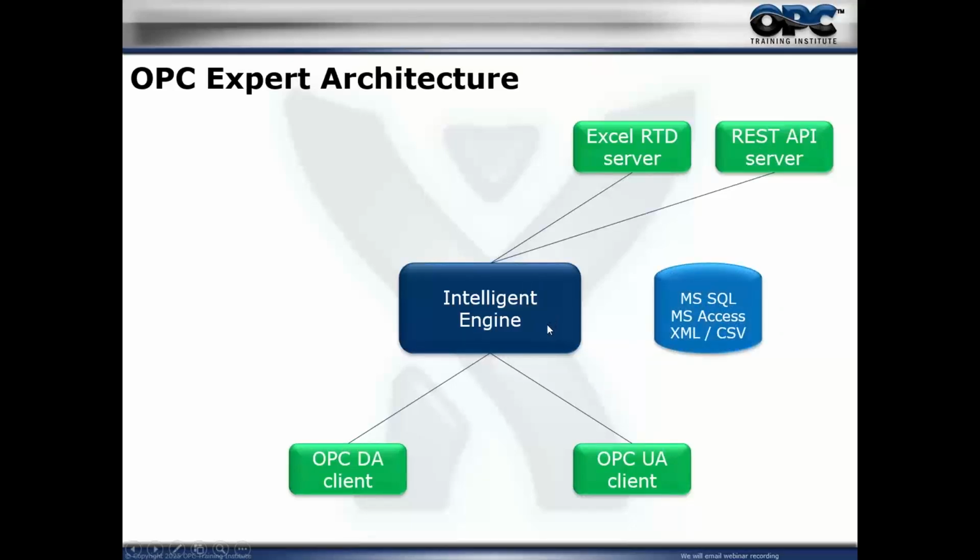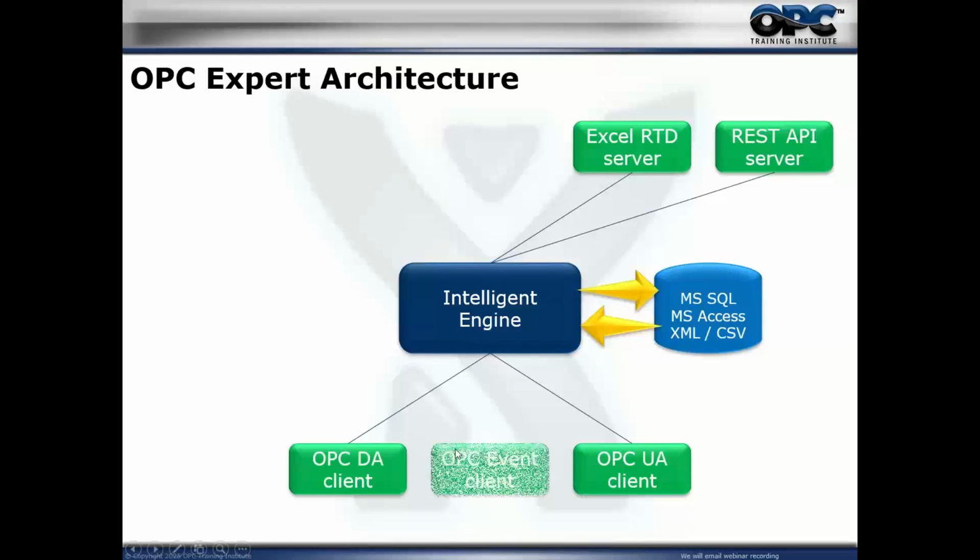OPC Expert can also take this data and store it into a database. I pointed out just a little bit earlier about this database, but we're going to see this. So you can take data, send it to a database, get that data back, meaning you can store it and then you can retrieve the data. So you can provide, for example, REST API with historical data, not just real time, but historical data too.